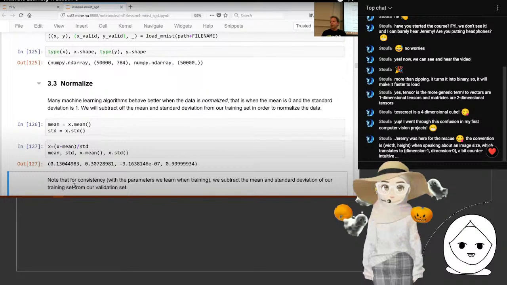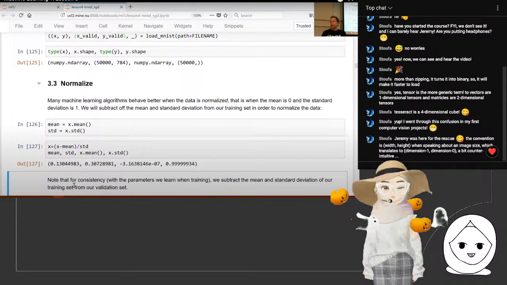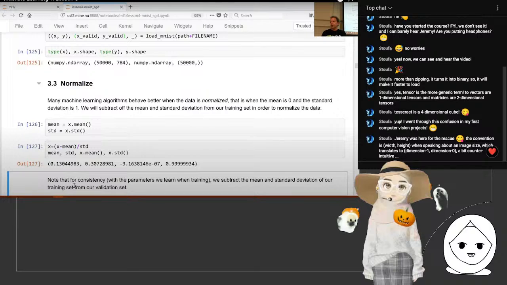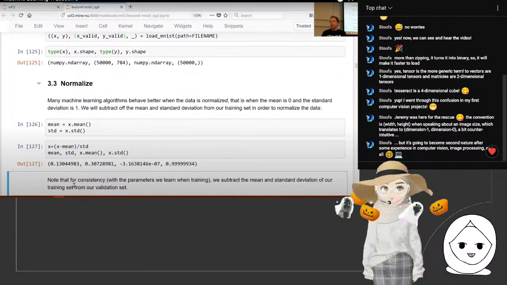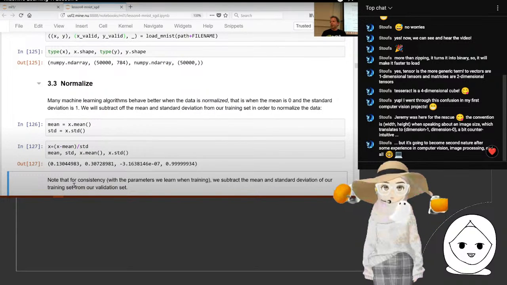Jeremy Howard here for the rescue, yep. The convention is width height when speaking about an image, which translates to dimension 1, dimension 0. It's a bit counterintuitive. It is. It's going to become second nature after some experience in computer vision, image processing and all.